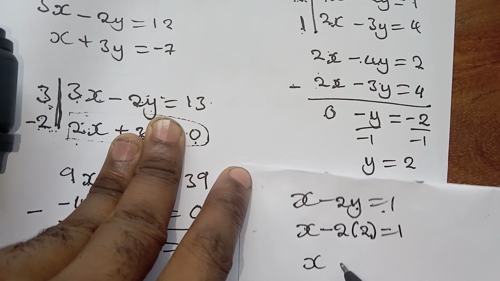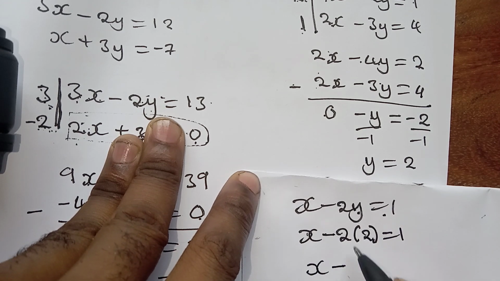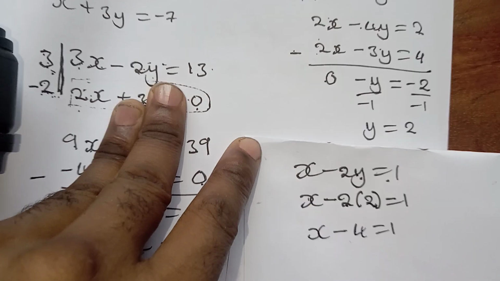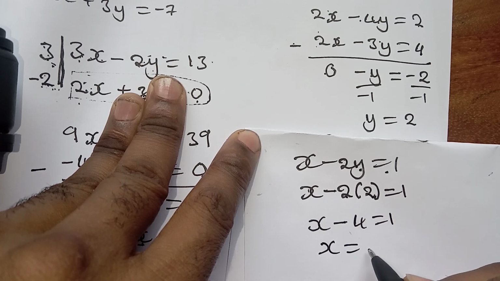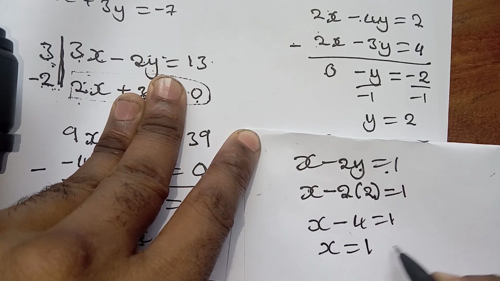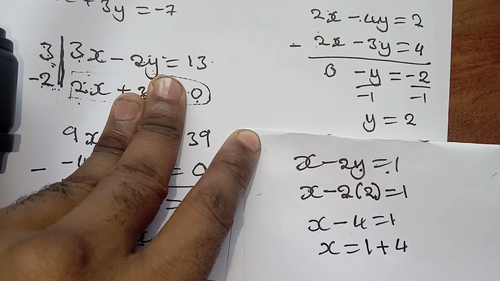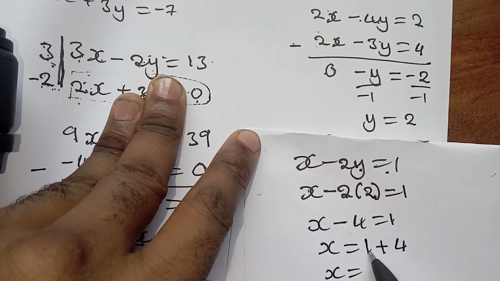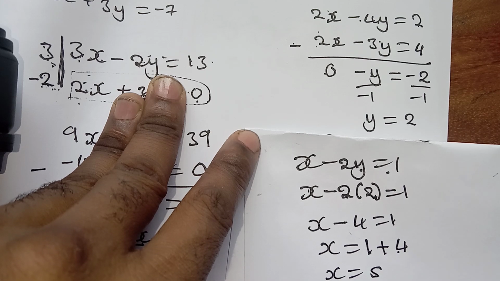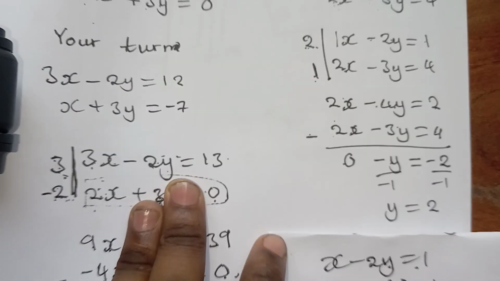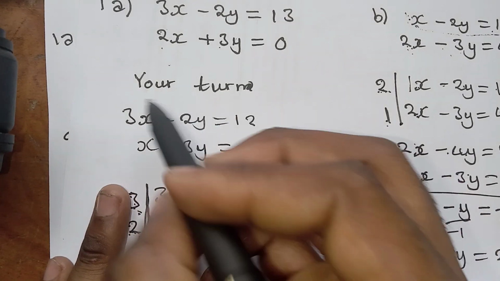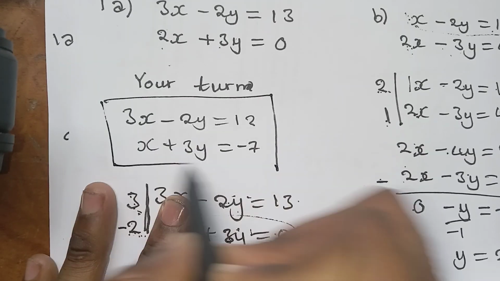And then x minus 2 times 2 is 4. This is equal to 1. And then you can collect the like terms. You take this one to the other side, it's a positive. Then this plus this is a 5. So this is your y, this is your x. So before I go, you can look at this one.